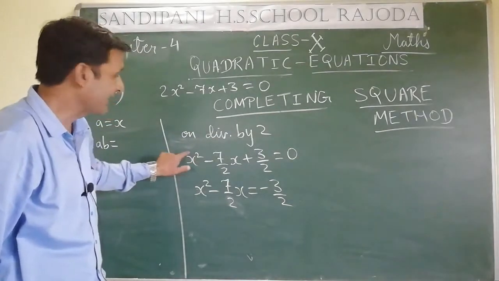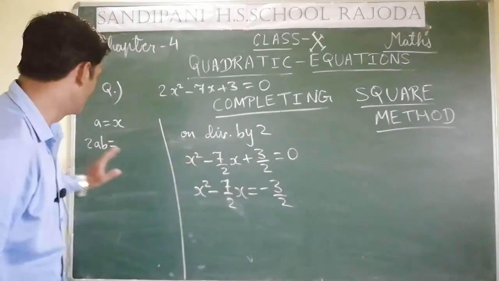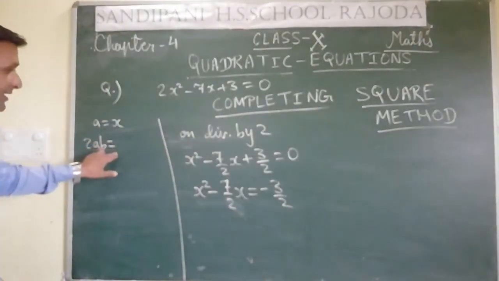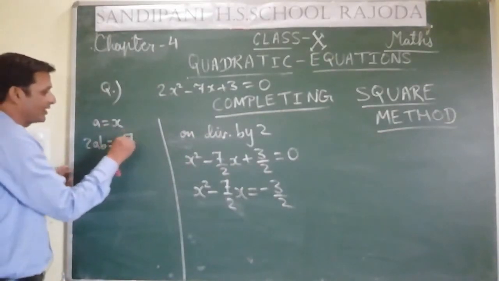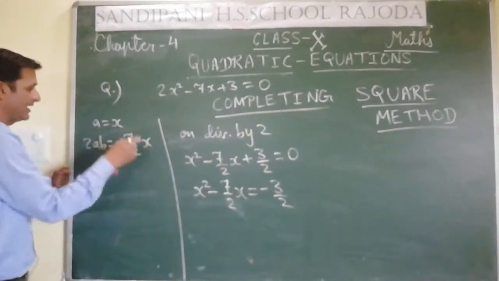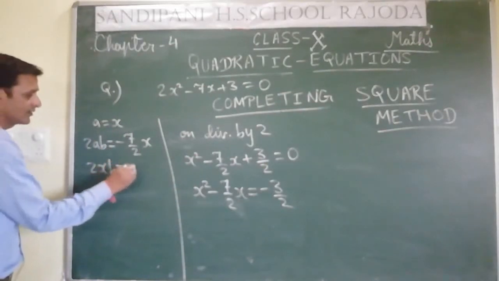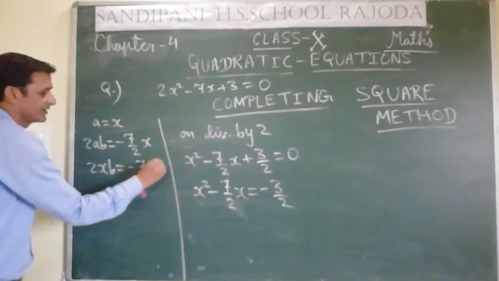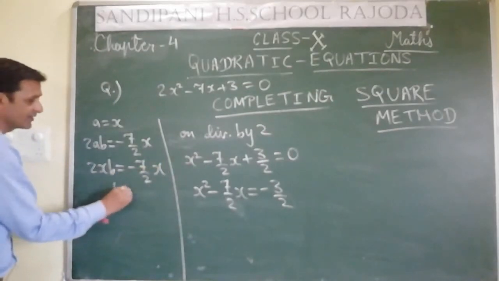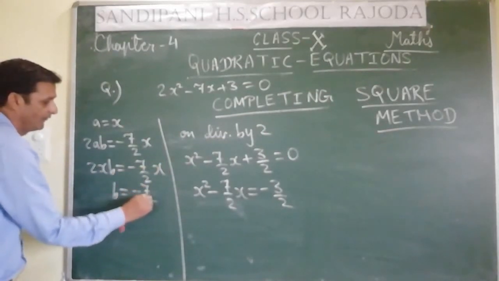So we can take a directly as x. So a is equal to x. Now 2ab is equal to minus 7 by 2x. In place of a, if we put x, then it will be 2xb is equal to minus 7 by 2x. Now x is eliminated, b is equal to minus 7 by 4.